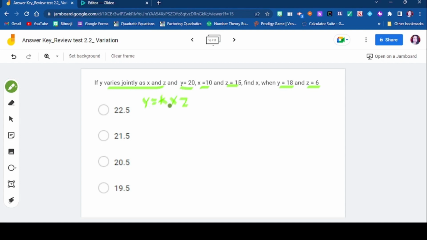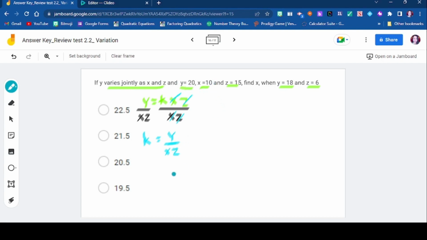Since we are looking for k, we have to divide both sides by xz. What's the purpose? For us to find k. That's why we are going to divide both sides. After that, we can cancel x and z. So what remains is k is equal to y over xz.